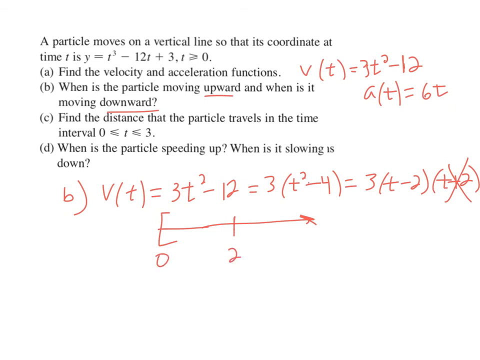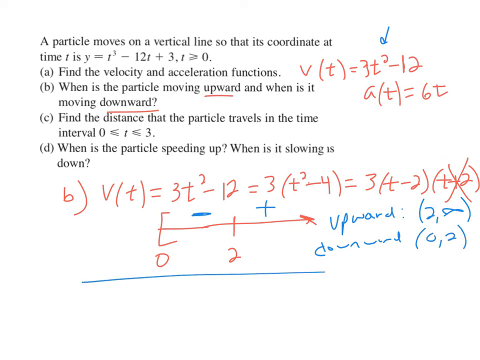And if I make a sign chart here, if I sub in 1, for instance, for velocity, in fact, you could do it to the original if you want, but if you subbed in 1, you're going to get a negative value. If you sub in bigger than 2, like 3, you're going to get a positive output. So there you go. It's moving upward past 2, so 2 to infinity, and it's moving downward between 0 and 2.